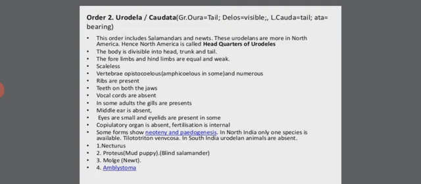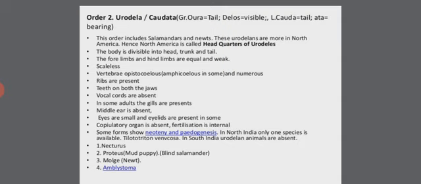And some forms show a unique phenomenon called neoteny and paedogenesis. And in North India, only one species is available, that is Tylototriton verrucosus. In South India, urodelan animals are generally absent.